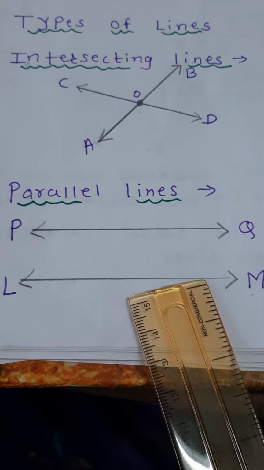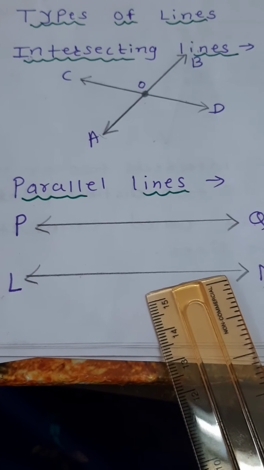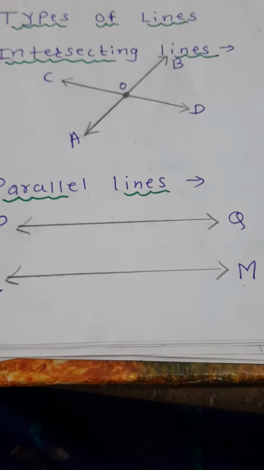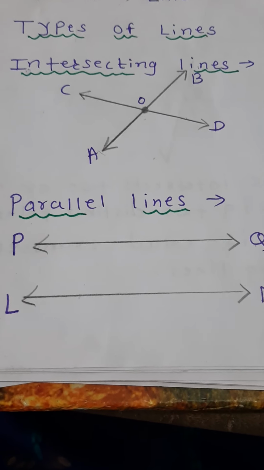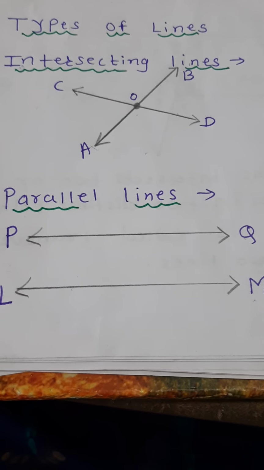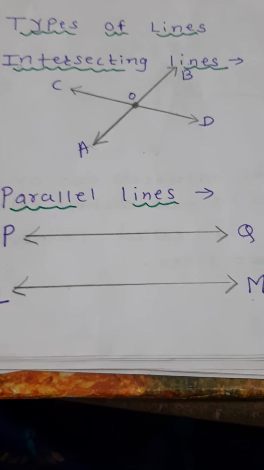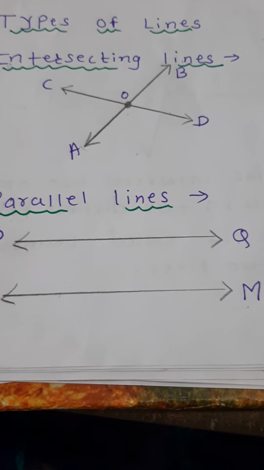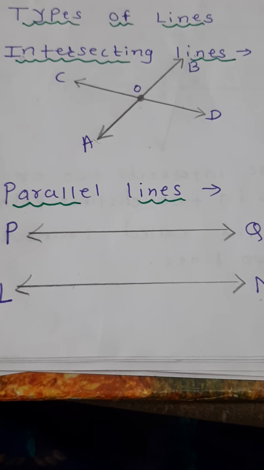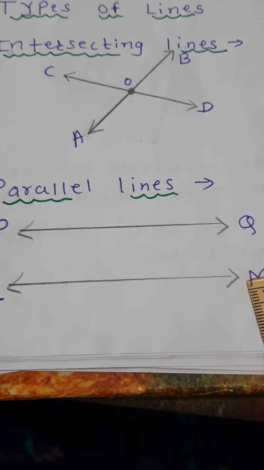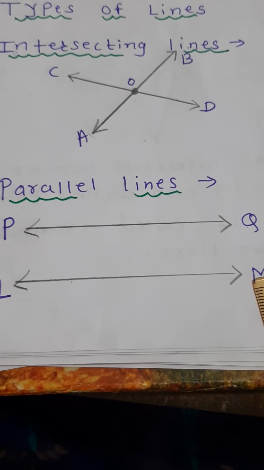The next, parallel lines. Now what is the definition of parallel lines? When two lines are in the same plane. What is the meaning of plane? Plane means any flat surface. It may be the surface of a notebook, blackboard, wall or page. The lines should be in the same plane. And what is the second condition for the lines to be parallel? They should not intersect each other. So they are parallel lines.